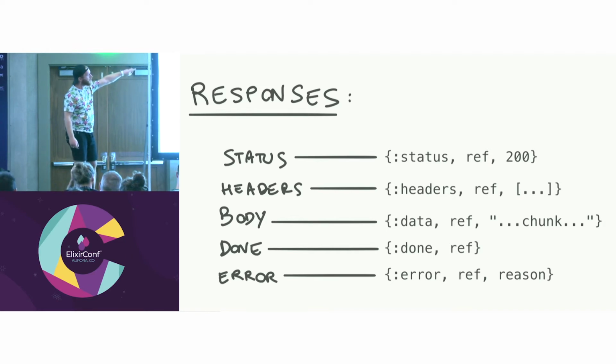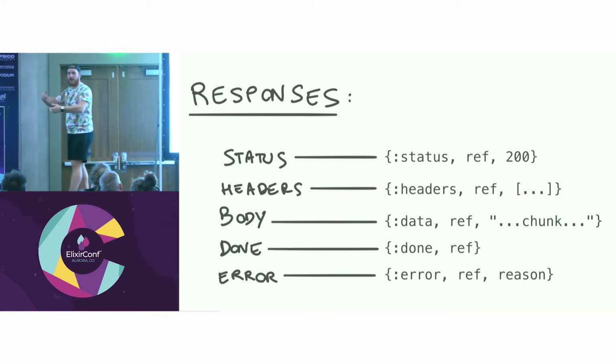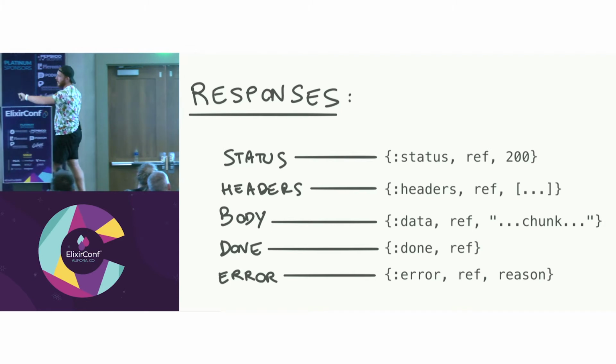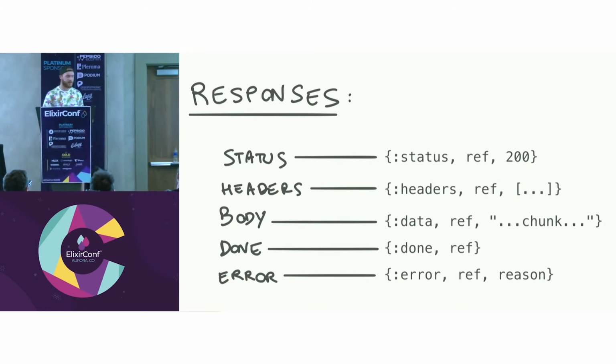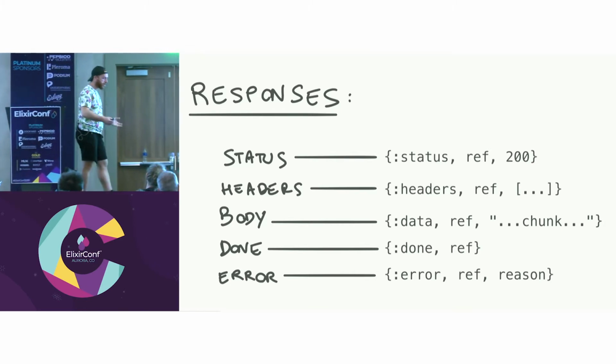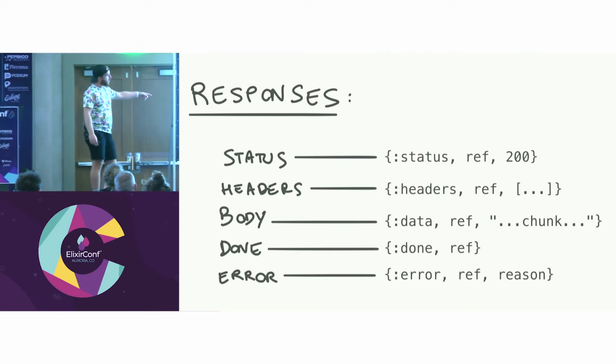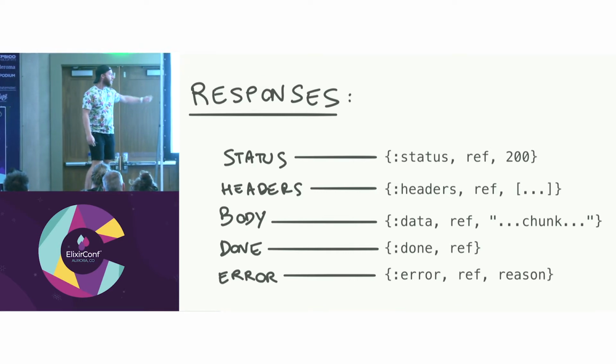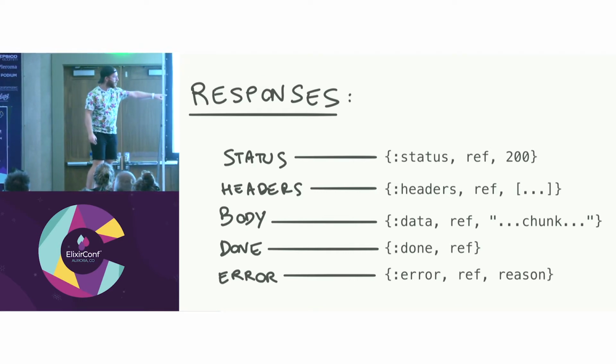And again, you have status, that's the status code. You have headers, those are the headers. Data, you can have pieces of data. As soon as a piece of the body comes, you get it as a data response. And then you know that the request is finished when you get a done, or you get an error response. A done means that the request finished fine. An error means that it's finished and it errored somehow.